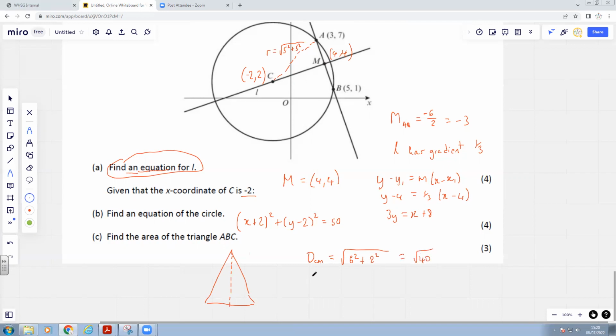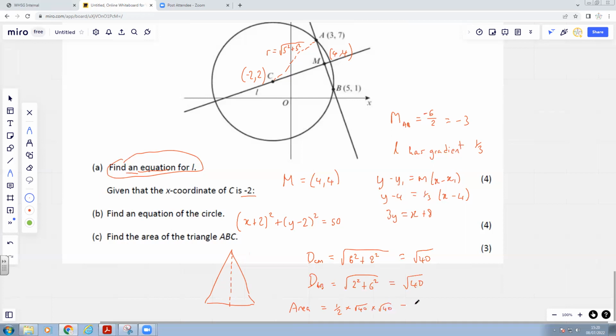Right, the distance AB, well, that's going to be square root of 2 squared plus 6 squared. Oh, we get root 40 again. That's interesting. That kind of shows us, yeah, it's a nice sort of squarish looking triangle in its height as well. Okay, right, so the area is going to be a half times root 40 times root 40.